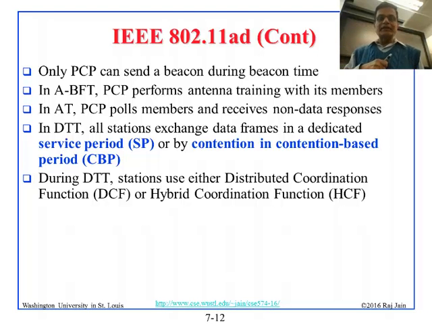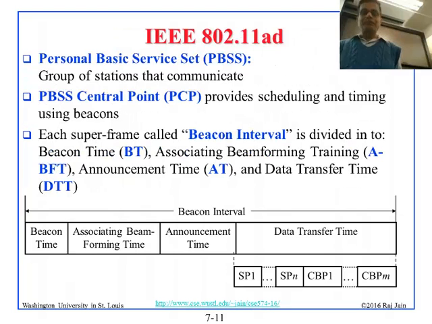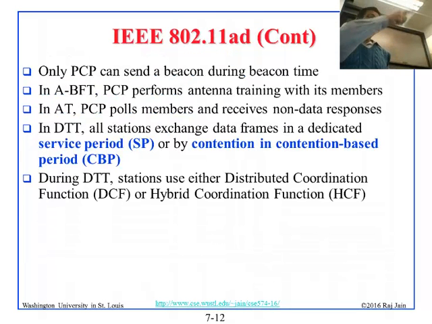In the announcement time, the PCP polls members and receives non-data responses. So in the announcement time, I can ask, do you have something to say? You say, I want to send something to B, to that station, and I need 5 milliseconds. So I will poll every one of you and figure out what your requirement is. In the announcement time, the PCP polls.